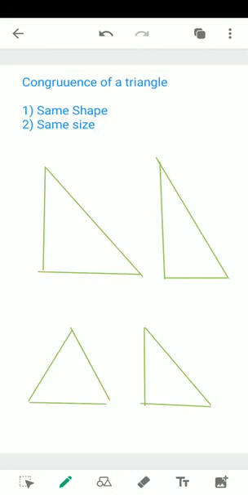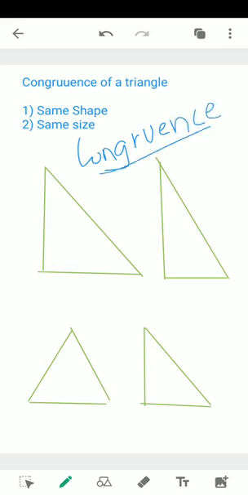Now in this chapter we are going to discuss congruence. The spelling here is slightly incorrect. Congruence, there should be only one U. So let me just correct it. It will be congruence. So we are going to discuss congruence of a triangle.